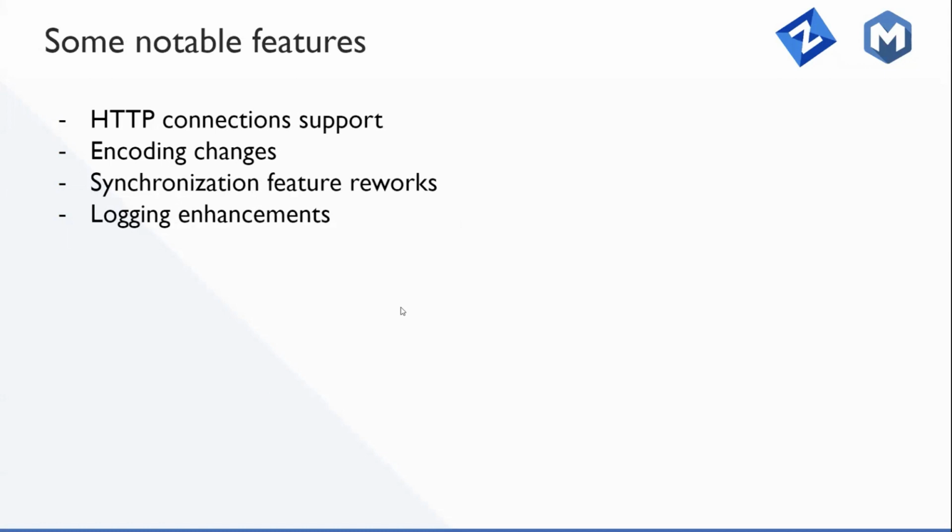And some notable features are this one addressing GitHub issue with HTTP connection support. We didn't have that before, and right now we are able to create both secure and unsecure connections on demand. Some encoding feature changes brought to the plugin with this version. Basically, most of them are about warning the user that he or she are about to change something in the file contents.